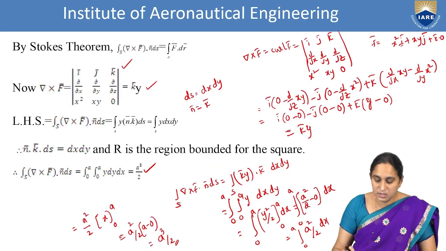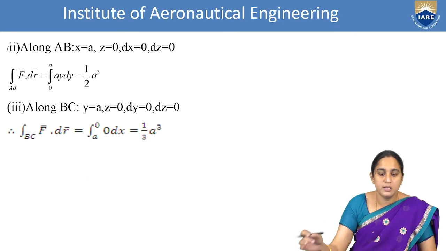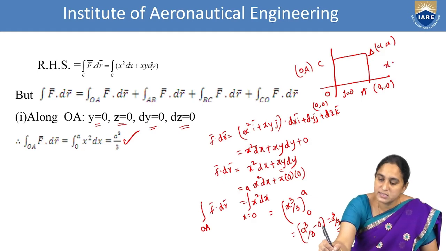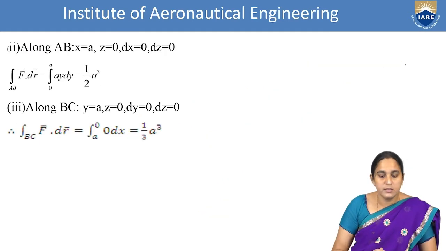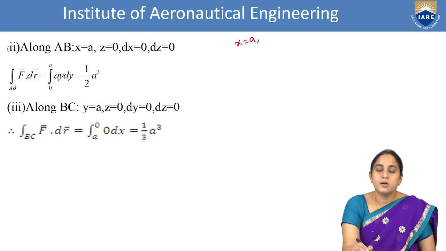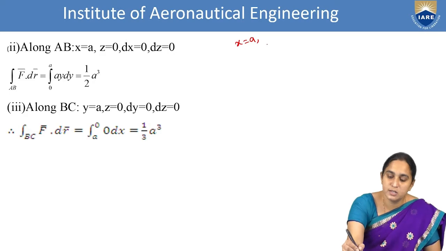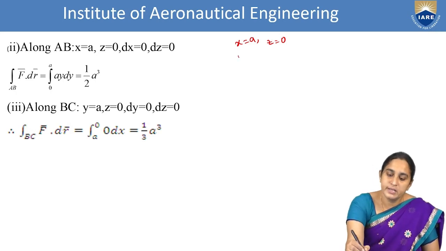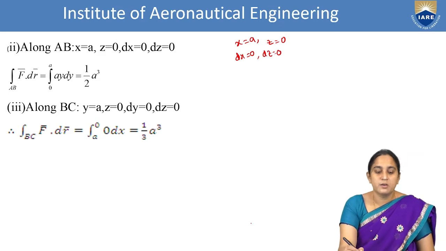Next, the line along AB. What are the conditions along AB from the diagram? Along AB, x is equal to a. In all cases z is equal to 0, directly from the question. And the differentiations dx is 0 and dz is also 0. Therefore, what is F dot dr?